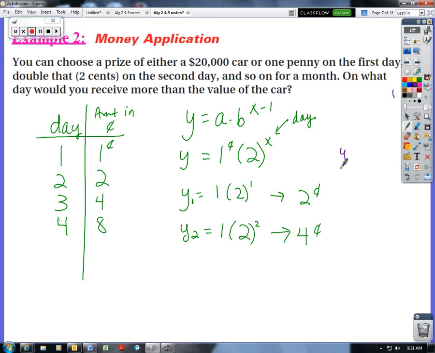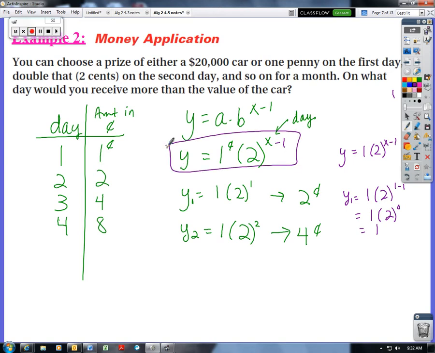So over here, 1 times 2 to the x minus 1. If you try day 1, so y sub 1, you would get 1 times 2 to the 1 minus 1. That's 1 times 2 to the 0, and 2 to the 0 is 1. And that's what it should be, because on day 1 you should be getting 1 cent. I doubt I'm going to ask you to come up with an equation like this on your own, because it is tricky. So anyway, the equation is that we have to do x minus 1.